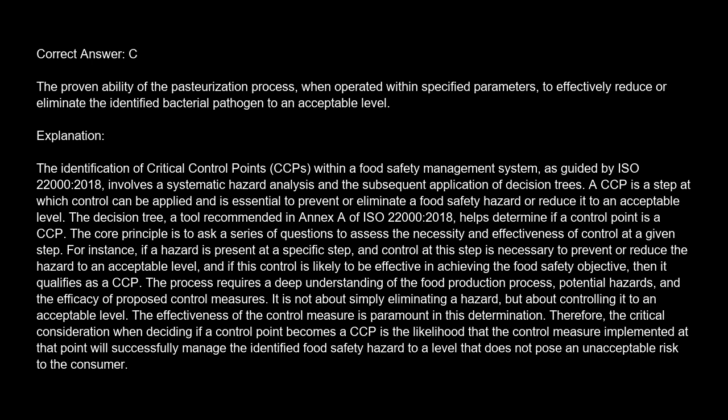For instance, if a hazard is present at a specific step, and control at this step is necessary to prevent or reduce the hazard to an acceptable level, and if this control is likely to be effective in achieving the food safety objective, then it qualifies as a CCP. The process requires a deep understanding of the food production process, potential hazards, and the efficacy of proposed control measures. It is not about simply eliminating a hazard, but about controlling it to an acceptable level. The effectiveness of the control measure is paramount in this determination.